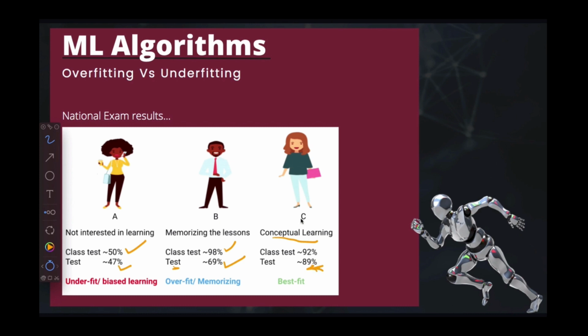Now if we relate this to machine learning, we say that the one who is not doing well in both of the exams, we call that situation underfit. And then the one who memorized way too much during the learning stage, but when it came to the test that he has not seen before, started performing way worse. In that case, we call it overfit, right?